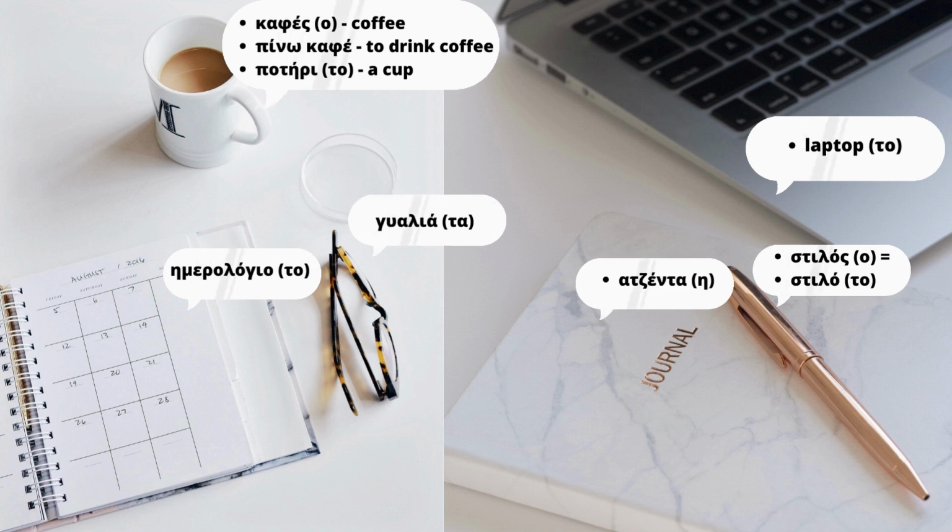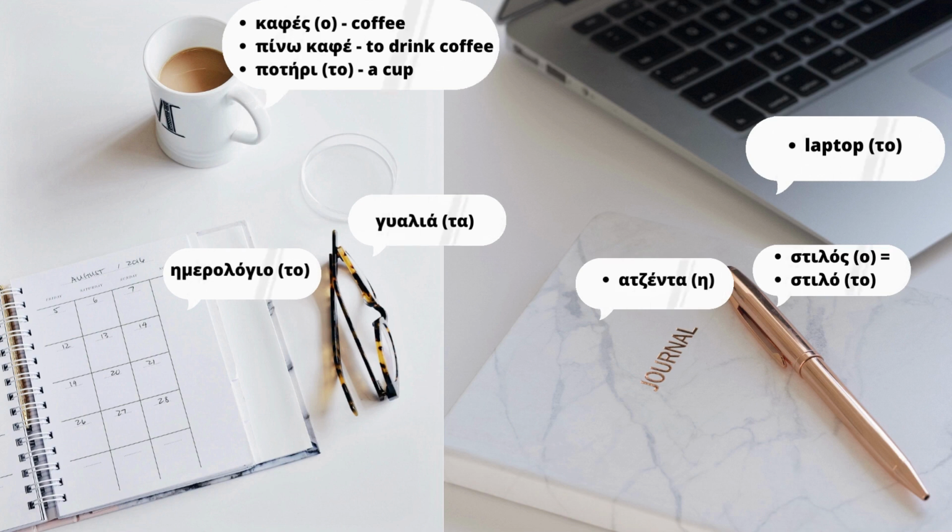Το ημερολόγιο. And next to this object, we have τα γυαλιά. Τα γυαλιά. This is the word for both sunglasses and eyeglasses. And we have a cup, which is called το ποτήρι. You already know that. Το ποτήρι. And inside, we have a coffee. So the word for it is ο καφές.